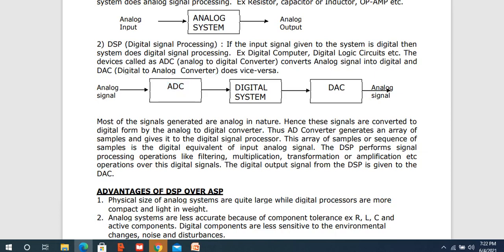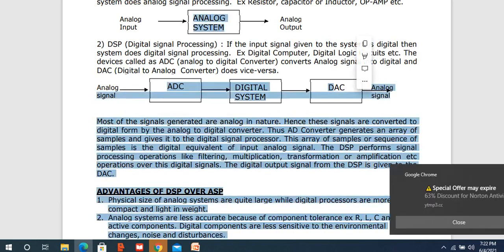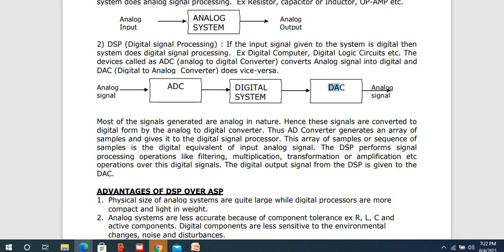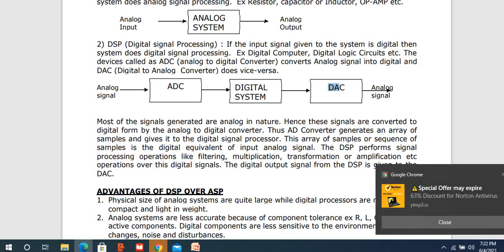What will the digital system do? Again, I cannot understand zeros and ones. My computer will give you zeros and ones, but I cannot understand that. I need the signal in a form I can use, so I need to convert that part back into analog form. So I'm using the D to A converter. This is the complete block diagram of digital signal processing, students.